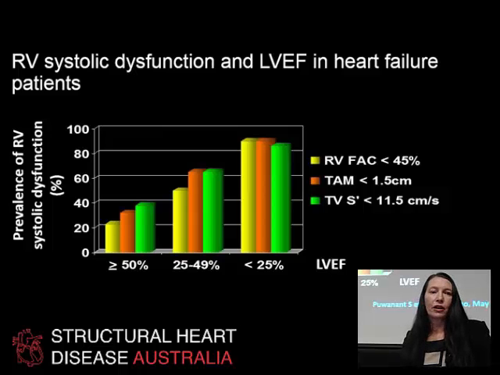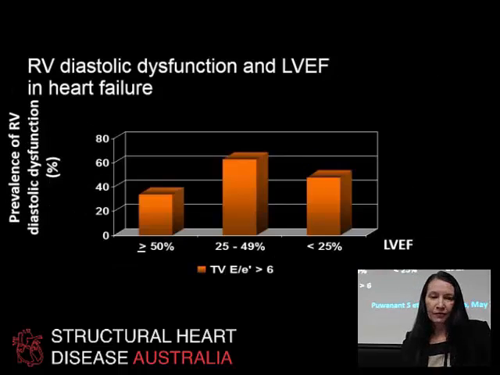What's the prevalence of right ventricular systolic dysfunction in left ventricular heart failure? You can see that even in patients who have an ejection fraction of the left ventricle of greater than 50%, approximately according to which measure you use, anywhere between 20 and 40% will have right ventricular systolic dysfunction, and as your left ventricular function gets worse, so too does the prevalence of right ventricular systolic dysfunction.